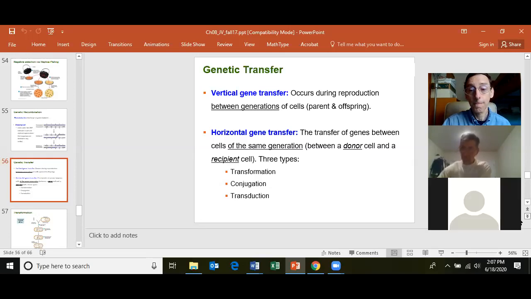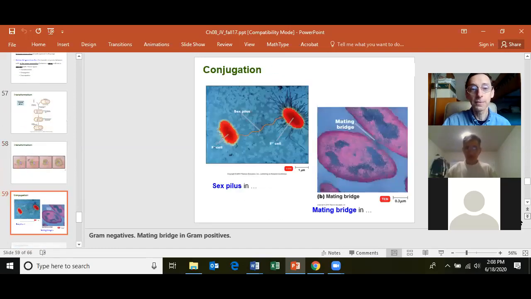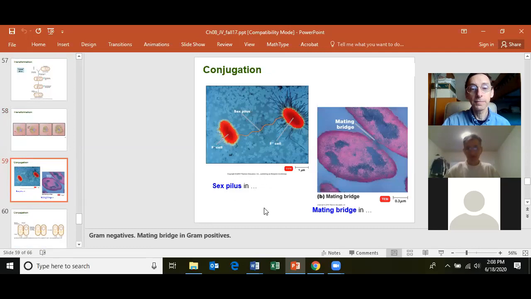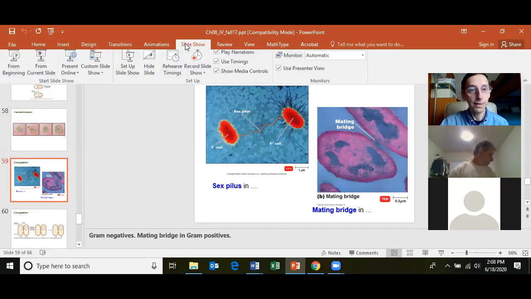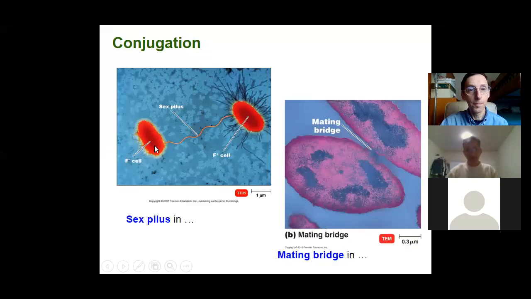Is the sex pili a type of horizontal gene transfer? Yes, we're going to talk about that when we talk about conjugation. So maybe I should talk about that right now. Conjugation happens in gram-negative cells because of the sex pilus.